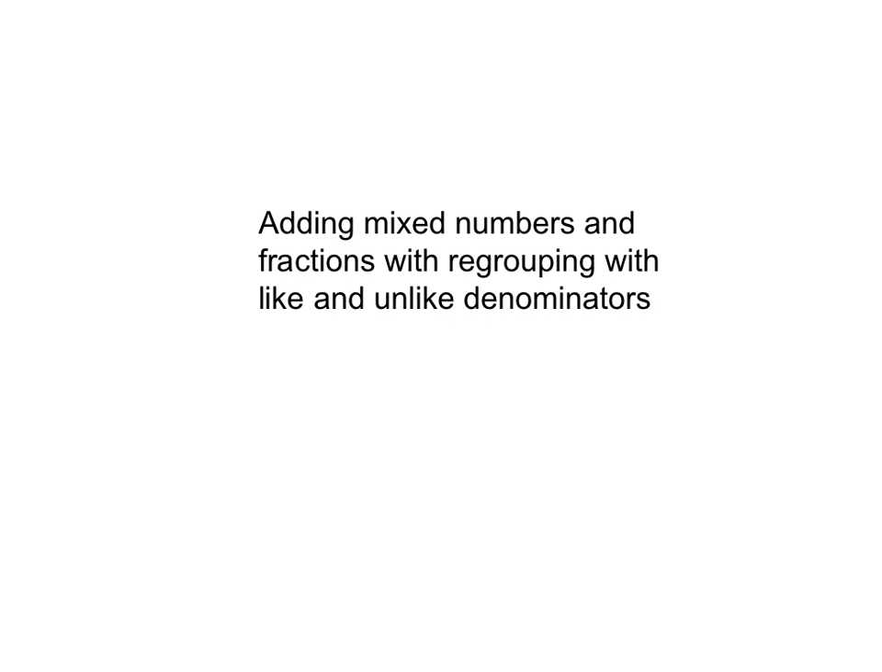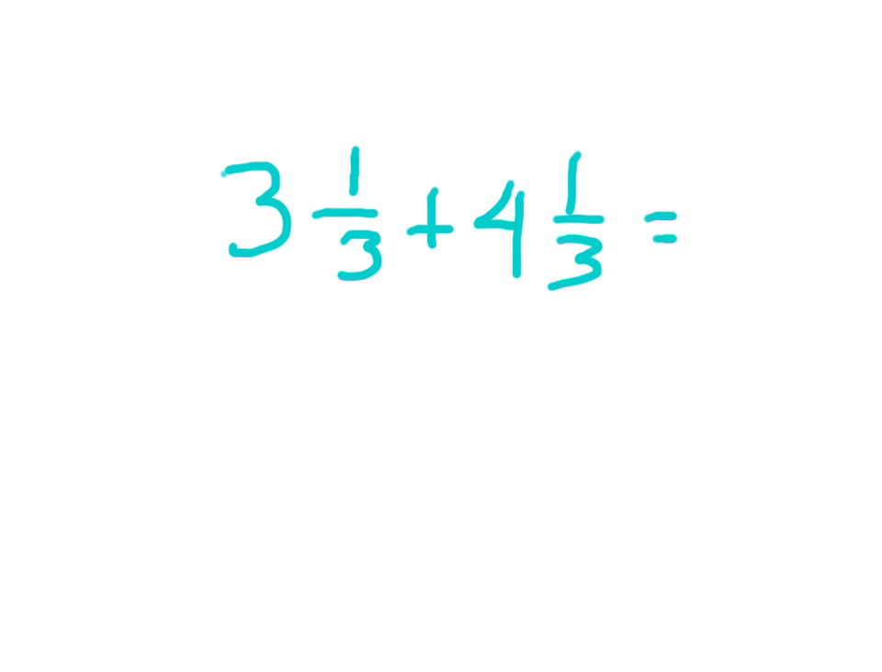In this lesson, we're going to look at adding mixed numbers and fractions with regrouping with like and unlike denominators. In this type of example, which you have seen, we have 3 1/3 plus 4 1/3 equaling 7 2/3. There's no regrouping in that. When we're adding these two fractions together, we do not get more than 1. We only get 2/3. And so we don't have to simplify that any further by regrouping.